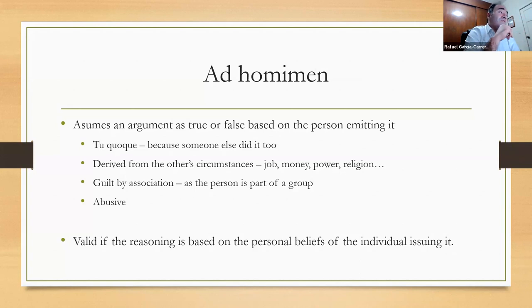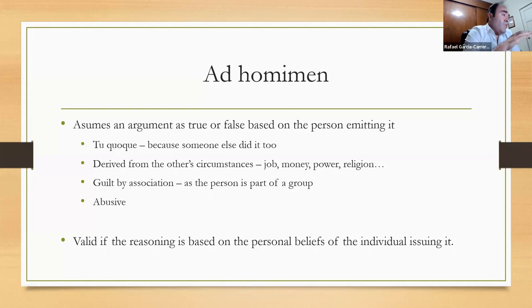Also, we can have it derived from other circumstances. That means that you're going to attack the job that the person has, whether he has money, power, or the religion, race, or whatever other kind of discrimination that we can think of. So it's like saying that rich people cannot have an opinion about this, or that poor people are not allowed to have an opinion, or that the reasoning about something is going to be completely baseless.